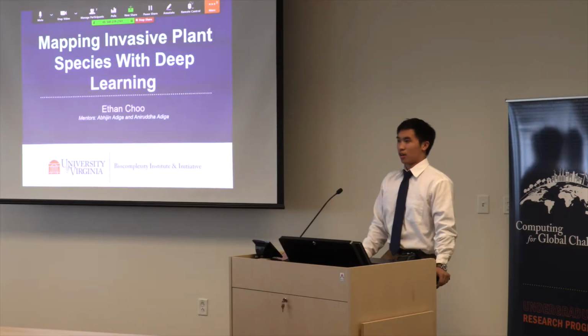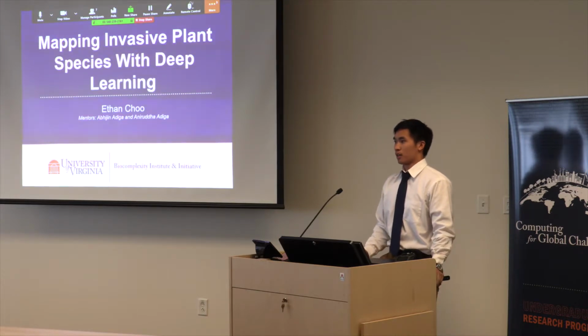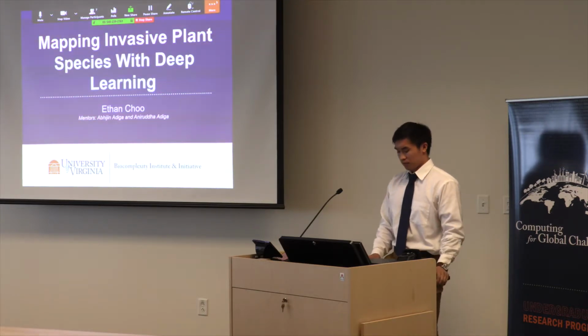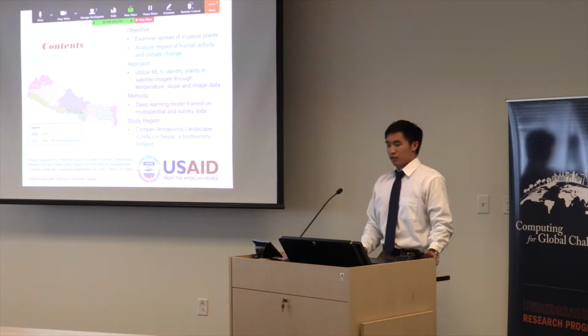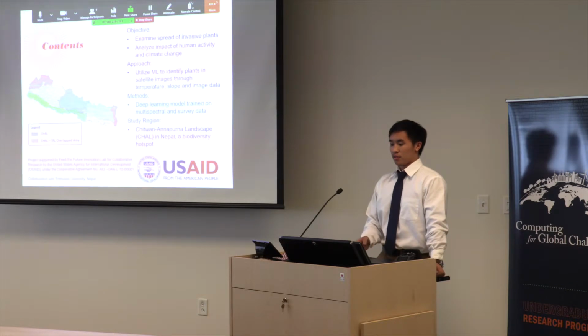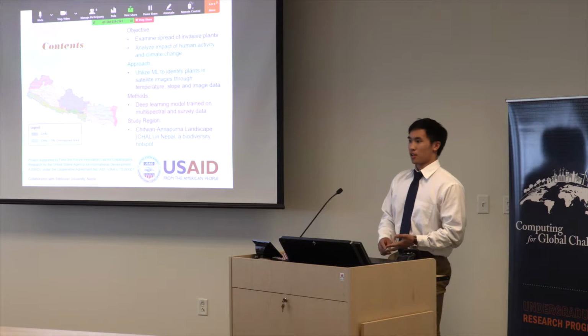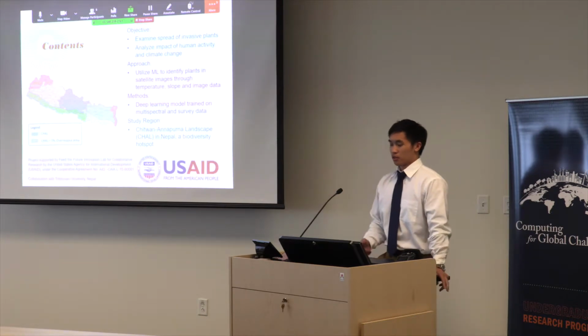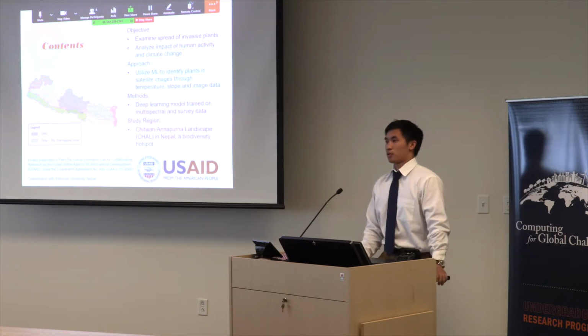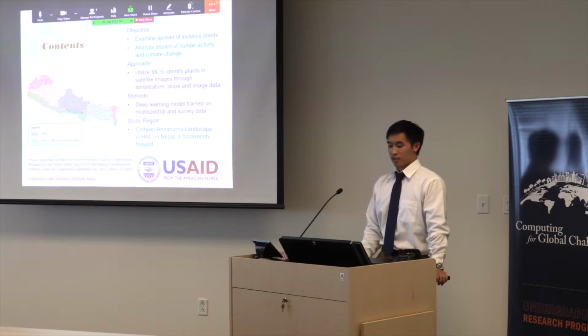My project was on mapping several invasive plant species using deep learning in a region in Nepal. So the objective of this project was basically to examine the spread of various invasive plant species and then to analyze the impact that human activity and climate change has on this spread. For this research project, we focused our study on the Chitwan Annapurna landscape in Nepal, just because it was a biodiversity hotspot, so it had a lot of factors that we could look at.